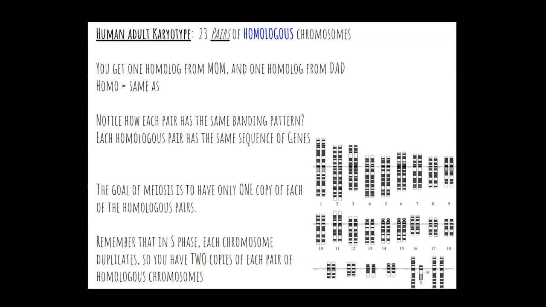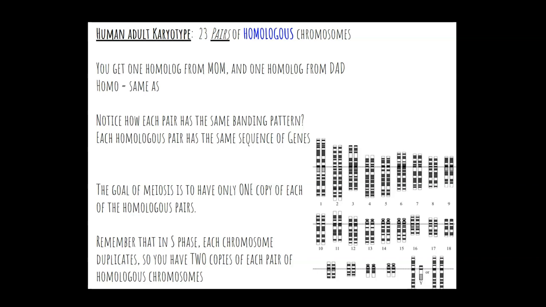Now, the goal of meiosis is to have only one copy of each of the homologous pairs. Which copy you get, whether you get your mom's copy of chromosome number 1 or your dad's copy of chromosome number 1, is up to random chance. We'll talk about that in a little bit. But for each one of those 23 pairs of chromosomes, you're going to select one of those. So during the S phase, each chromosome duplicates. So you end up with 2 copies of each pair of homologous chromosomes.